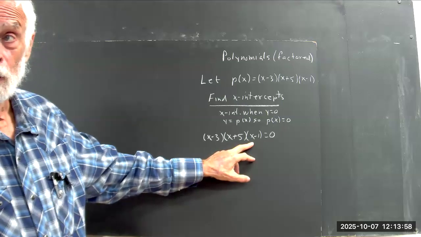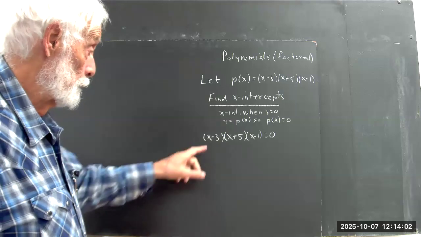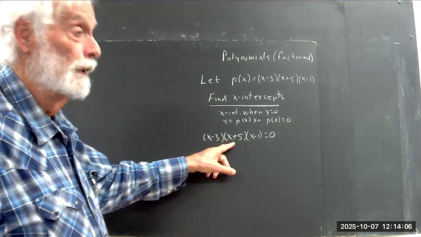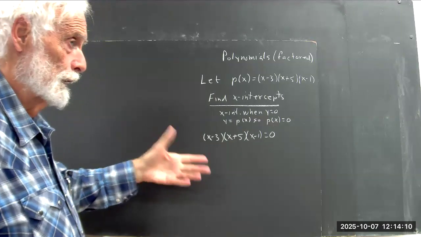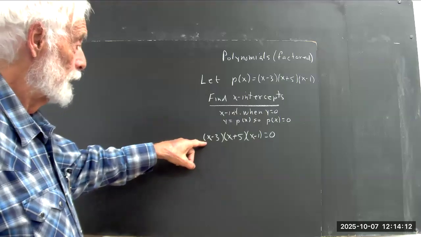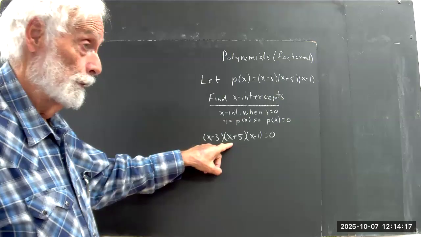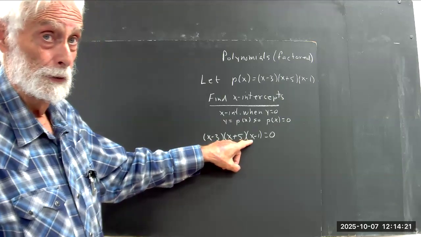Yeah, if we replace x by 1, we get 0, right? So we could replace x by 3, and that would make this one 0. I'm not sure what I just said; I think I said some wrong words. Replace x by 3, and this one's 0. Replace x by -5, and this one's 0. Replace x by 1, and this one's 0, right?